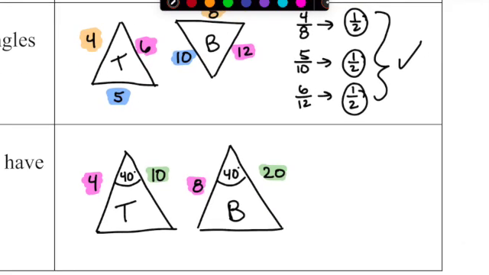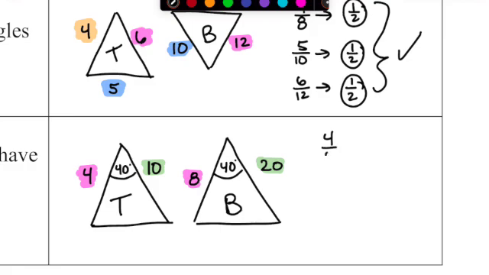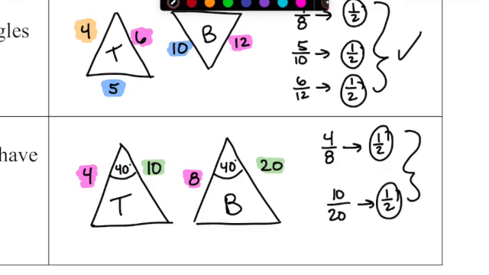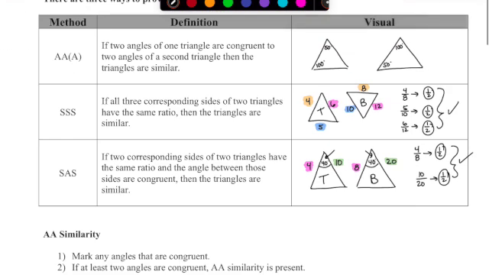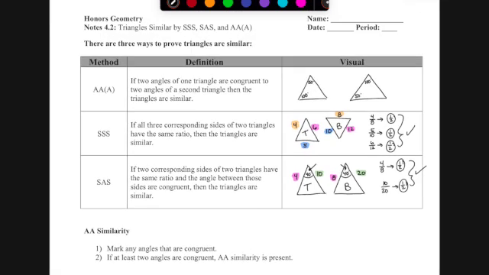So we are going to do 4 over 8, and we are going to do 10 over 20. I picked easy ones so that I could just do this off the top of my head. So 4/8 simplifies to 1/2, and then 10/20 also simplifies to 1/2. Those are the same, and the angles in between are the same. Therefore, they are going to be similar by side, angle, side. Okay, so anytime you have a side, you better check those ratios.